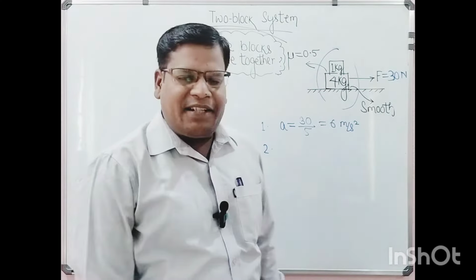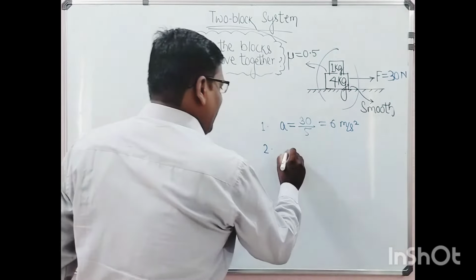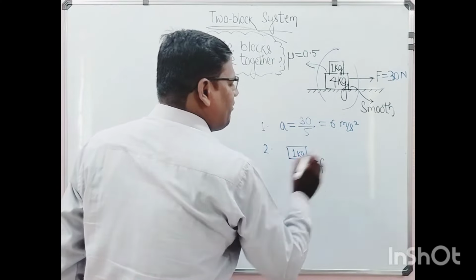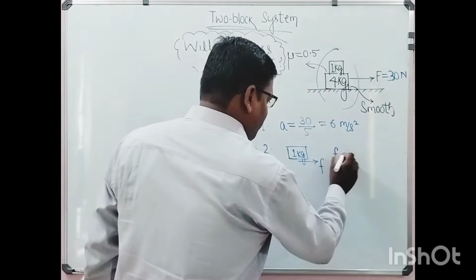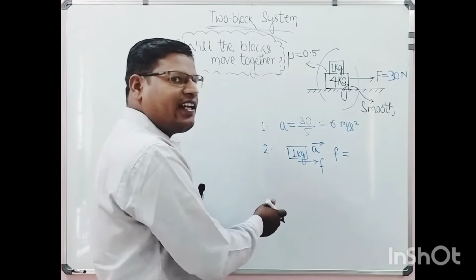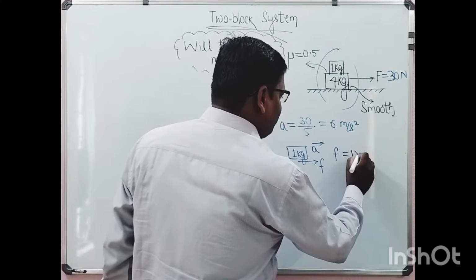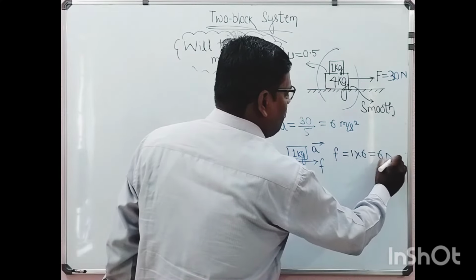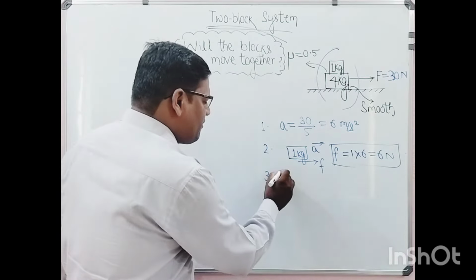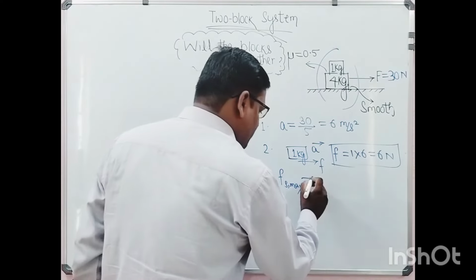Okay, what is the second step? Draw the FBD of any one of the blocks and find the friction acting. I am taking the 1 kg block and drawing its free body diagram. It is moving with acceleration A. I have not shown mg and normal reaction because they are in the vertical direction and not required. So net force equals ma, that comes out to be 6 Newton. What is the third step? Find the maximum value of static friction and then perform the check. Achha, the maximum value of static friction is mu n.